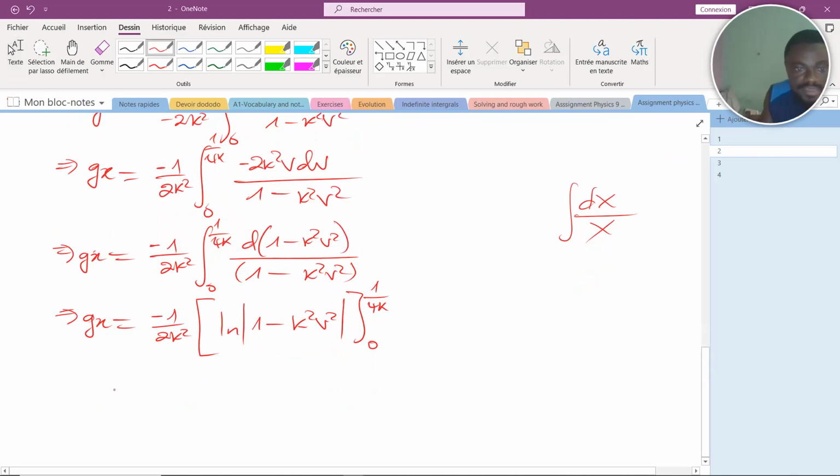So this implies our g of x, pardon, it's not g of x, it's gx. So this implies our gx will be equals to, I'll substitute the boundaries. So I'll start substituting the boundaries. So this will give me minus 1 on the 2k square into, I'll first substitute the upper bound. Yes, I'll first substitute the upper bound.